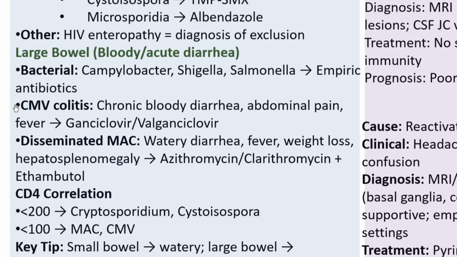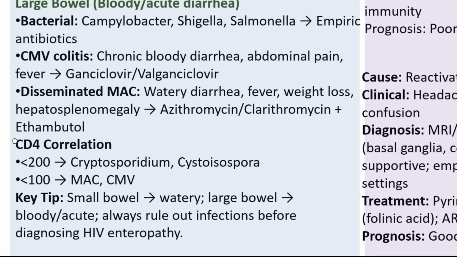Then we have the CMV colitis, cytomegalovirus colitis. This one we shall treat with ganciclovir and valganciclovir. Then we have disseminated Mycobacterium avium complex, which is watery diarrhea. And I told you, whenever we see fever coming in, weight loss, we suspect a MAC diarrhea. And we're going to treat with azithromycin, clarithromycin, and ethambutol.